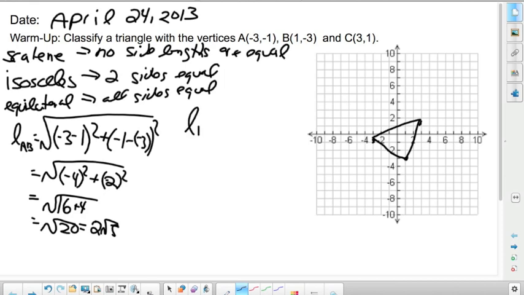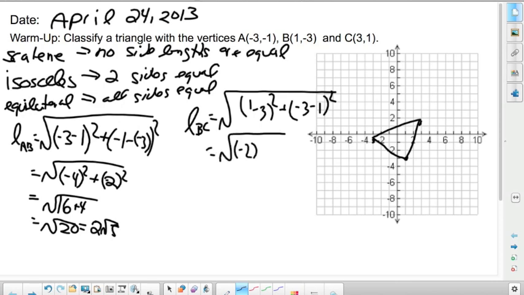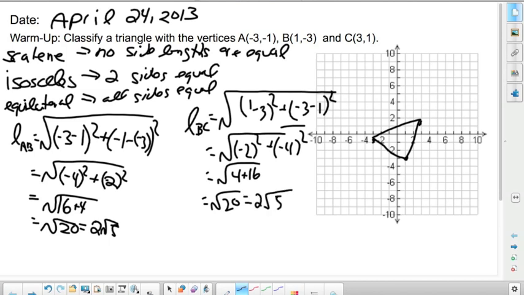Okay, so length of BC, so 1 minus 3 squared plus -3 minus 1 squared. So that gives me -2 squared plus -4 squared. I can see that this is already going to be 4 plus 16 is equal to root 20, which is the same as 2 root 5. So we already see that we're on the path to being an isosceles triangle.